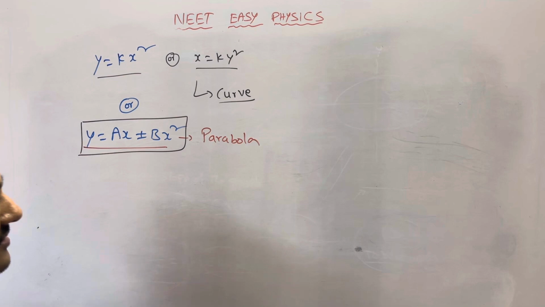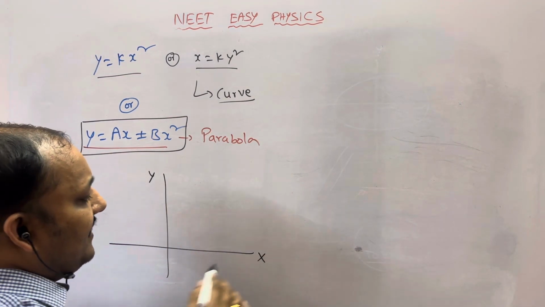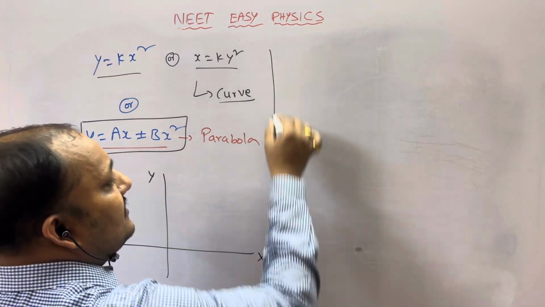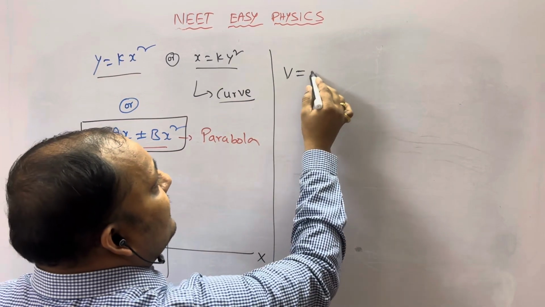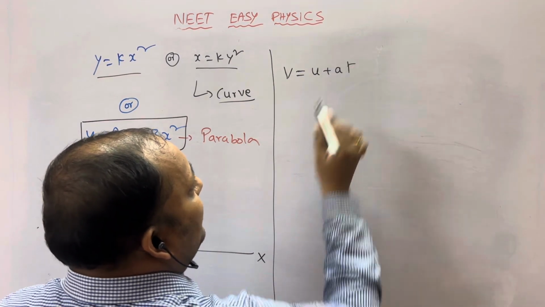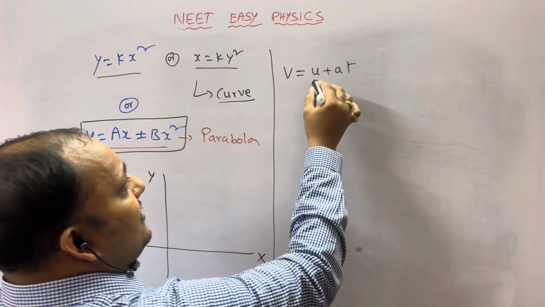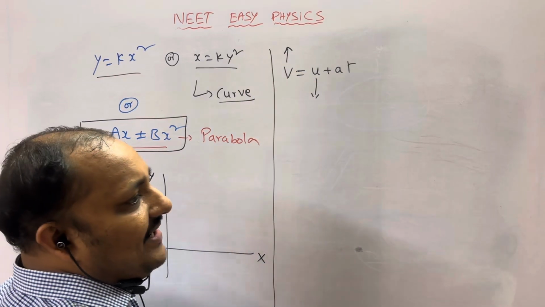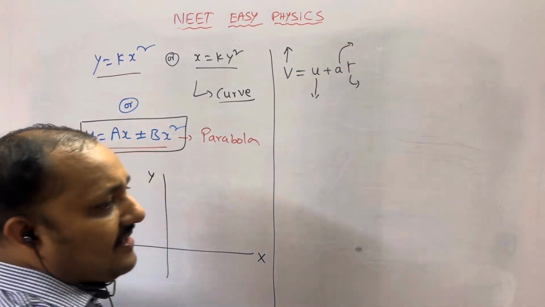Any graph relation in physics, we are going to get as a relation between y and x. For example, we will see one example in physics. Everyone will know this equation: v is equal to u plus at. Do you know this equation? What is u here? Initial velocity. v means final velocity, t means time, a means acceleration.